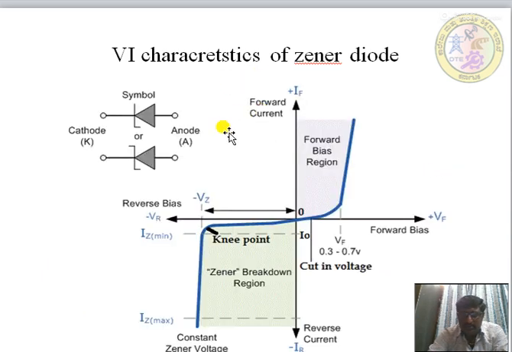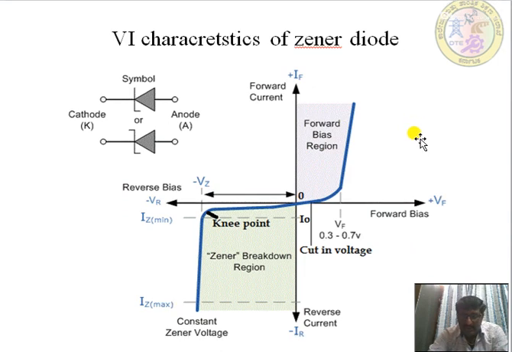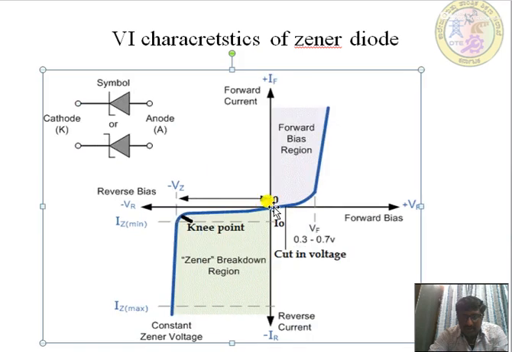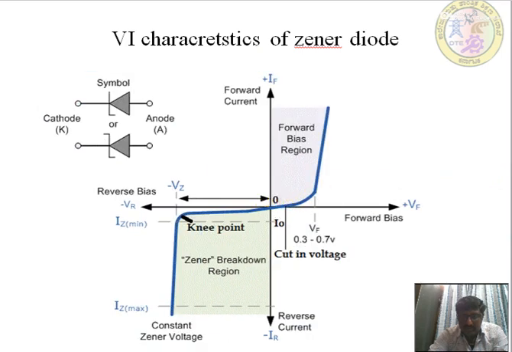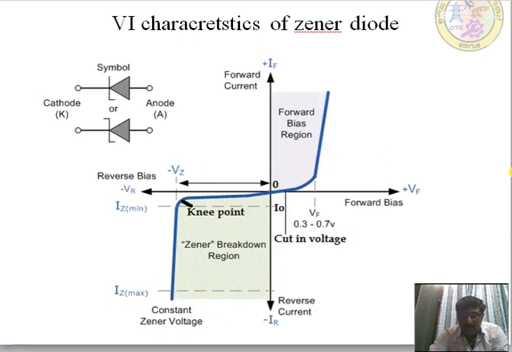Next, this one is being constructed in a fold, both forward biased as well as reverse biased. See here, this one is the forward bias region, and this one is the reverse bias. So we will be getting a constant zero voltage here. This part is known as the Zener breakdown, and these are the cut-in voltages for forward bias, that is 0.3 for germanium and 0.7 for silicon. This one is the knee point. This is the curve whatever you people have been getting.